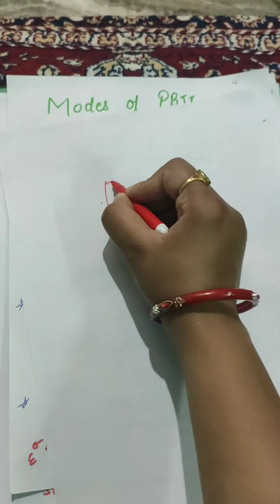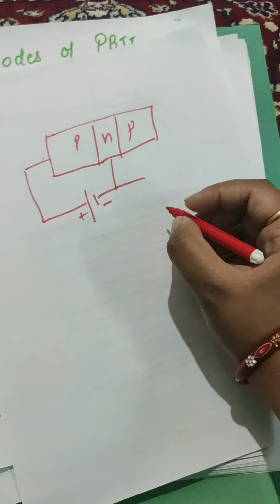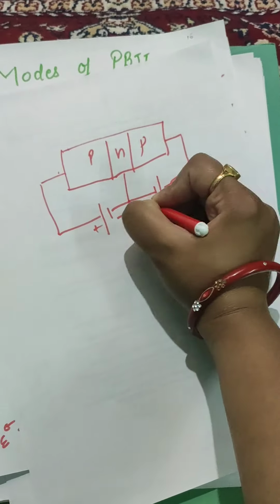If we want to make a PN junction forward biasing, the battery's positive terminal connects to P and the negative terminal to N. This is forward biasing. In an NPN transistor, if we want it positive, then both junctions are in forward biasing.